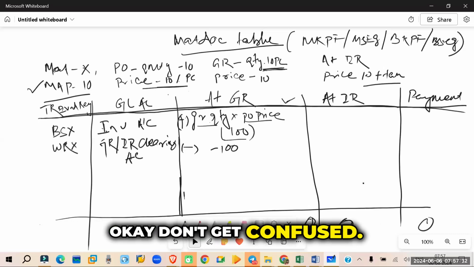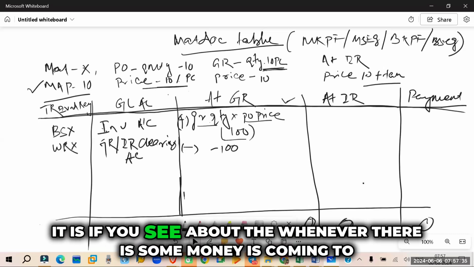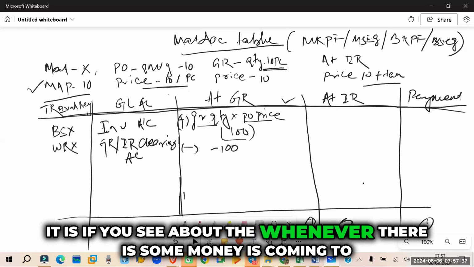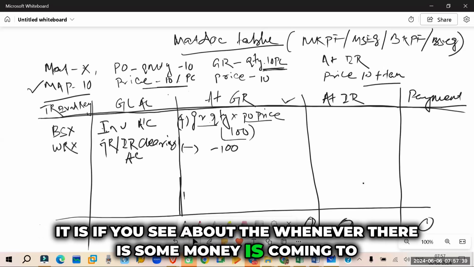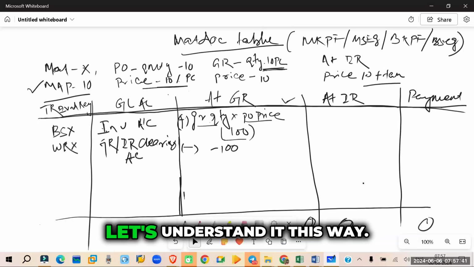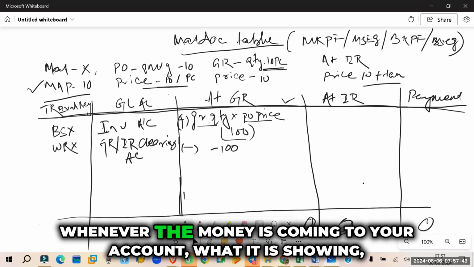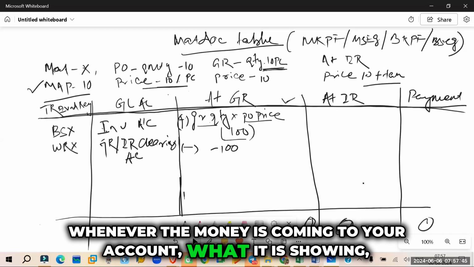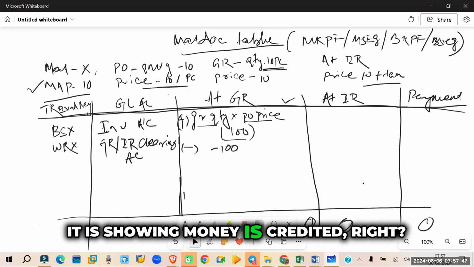Don't get confused. Whenever some money is coming to your account, let's understand it this way. Whenever the money is coming to your account, what does it show? It shows money is credited, right?